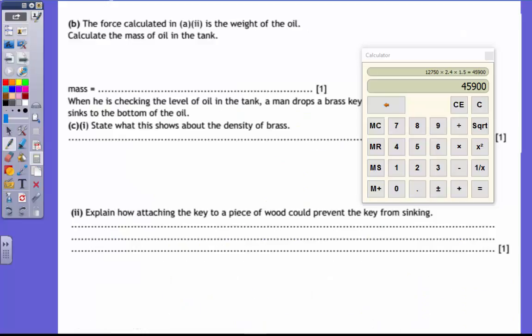The force calculated in the previous part is the weight of the oil. Calculate the mass of oil in the tank. The weight is equal to mass times gravity. 45,900 is equal to mass times 10. So the mass is equal to 4590 kilograms.